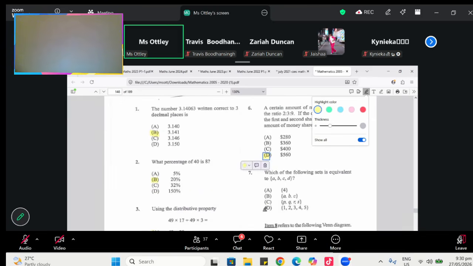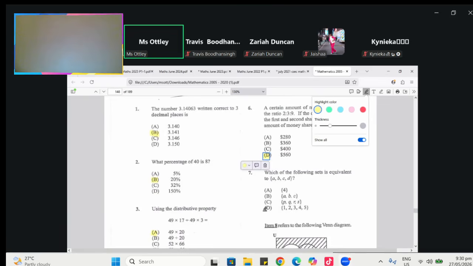Which of the following sets is equivalent to the set A, B, C, D? Do we know what C is? Right. Same number of elements.